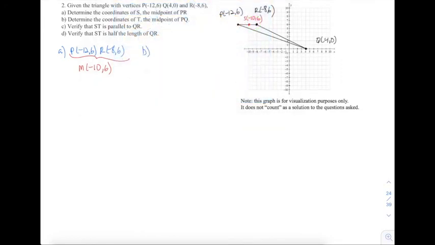B is equally easy. I want the midpoint of P, Q, and I'm going to call that, oops, I'm going to call that T. T is negative 4, 3. And what's nice about having the graph is that I can just see if my calculations are making sense, right? Alrighty, so we did A and B. Give you guys a sec to catch up.